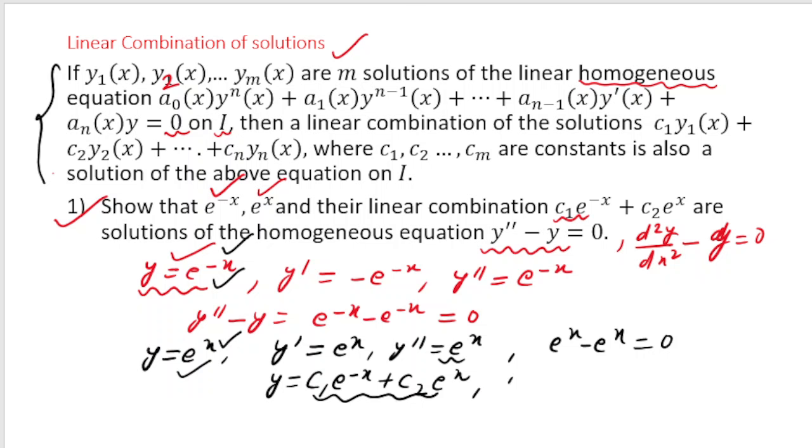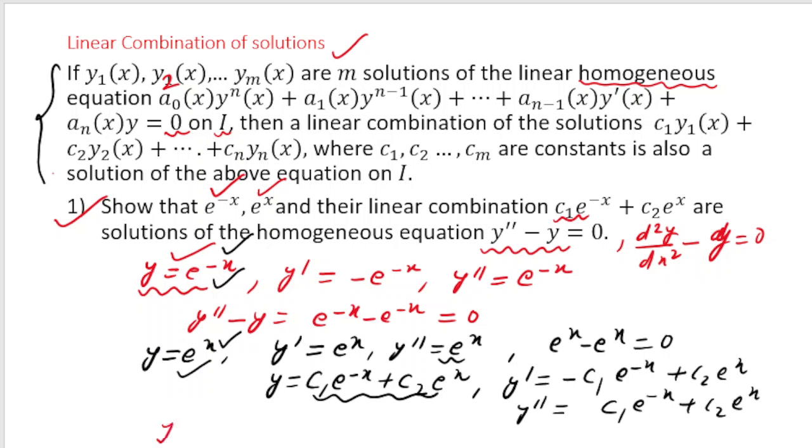So if y is equal to this, what is y dash? If I differentiate this whole thing, I will get minus c1 e to the power minus x plus c2 e to the power x, and then I will find y double dash. This minus minus will become plus, c1 e to the power minus x plus c2 e to the power x. Now it is very obvious that if I write y double dash minus y, y double dash is this whole thing, and y is this whole thing. So both are same, so y double dash minus y will become 0.